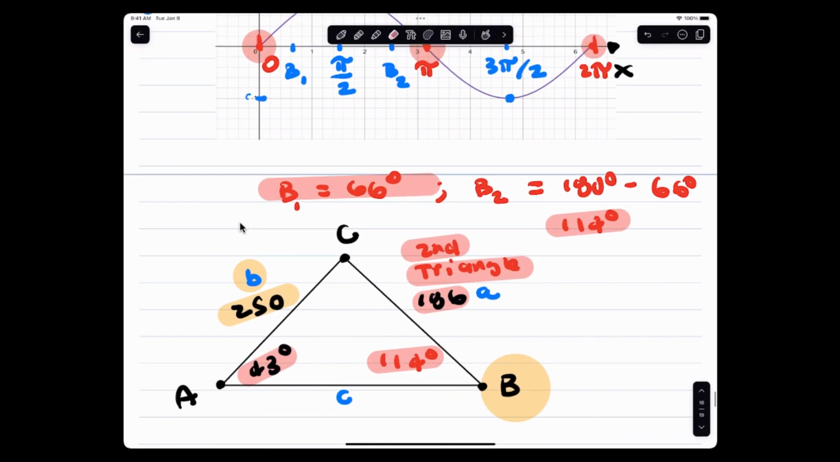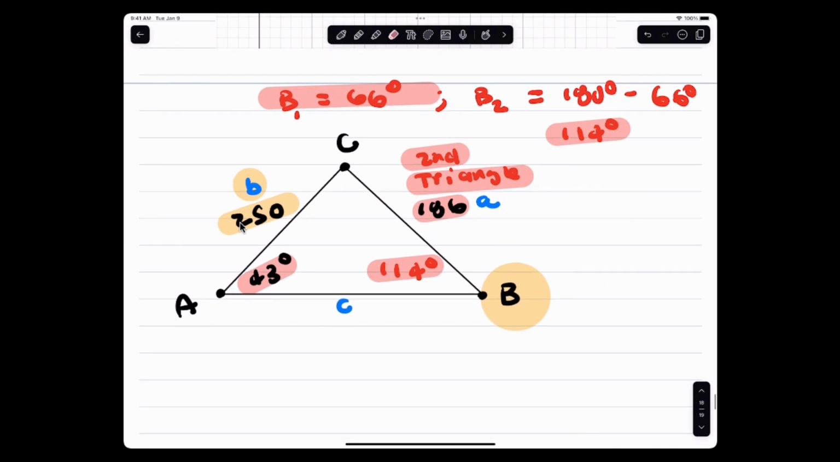What about this next one? How do we get that C angle here? Do you guys know? How do we get C? The same way. What do you take? 180 minus 43 minus 114 degrees.